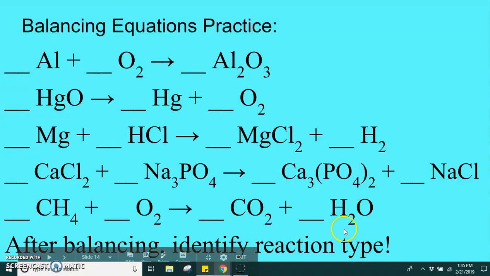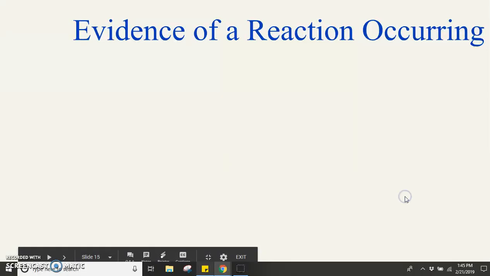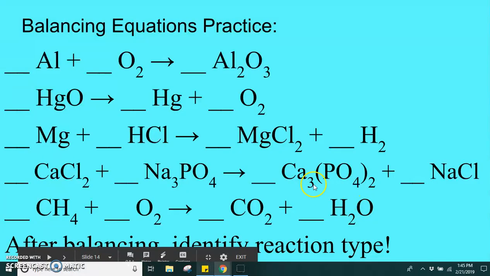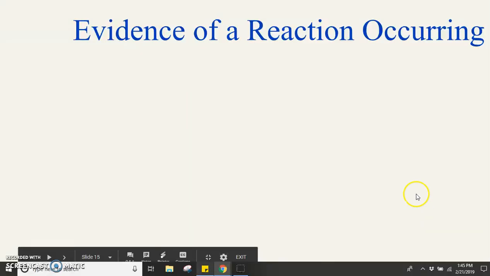So after we're done balancing, the next thing that we're going to learn how to do is identifying the reaction type, but we're not going to do that until you've got a firm grasp of balancing. So practice balancing these, and then we're going to do some more practice in class.